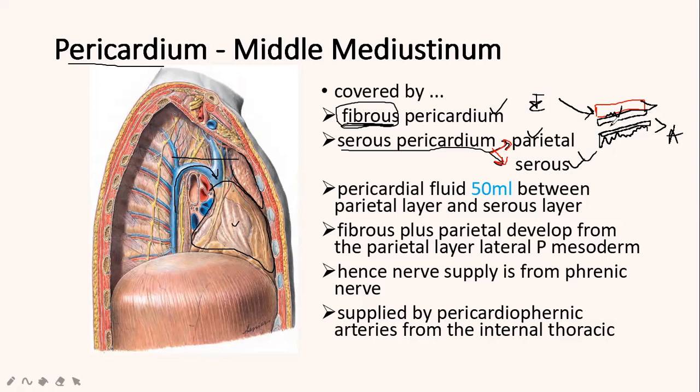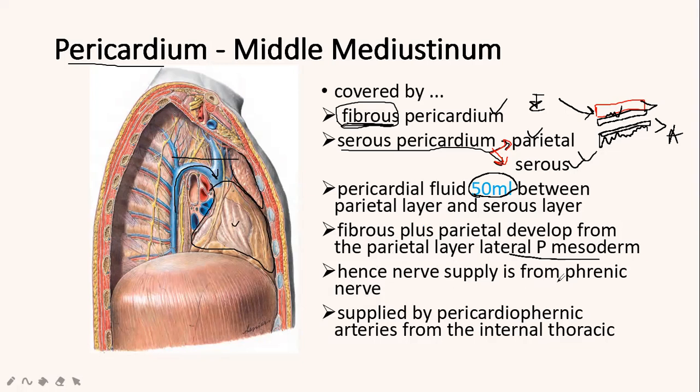Then between the parietal layer and the serous layer, we have fluid. This fluid is what we call the pericardial fluid: peri, outside the heart, cardia, and it's about 50 mils between the parietal layer and the serous layer. This fluid aids in lubrication when the heart is moving. If this fluid increases so much, it compresses the heart and becomes a problem. So the fibrous plus parietal develop from the same layer, the parietal layer of lateral plate mesothelium. We talked about this in embryology.